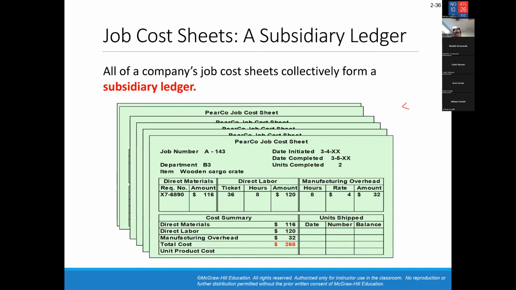All right, so now we're back to our job cost sheet. All of the company's job cost sheets collectively form the subsidiary ledger. If you have a software that handles job costing, you won't have these little sheets, but you will have a way in the software to print the items that are on a job. You can pull each job separately and it'll show you all of your material, all of your labor, whatever manufacturing overhead you estimated. All of that will show up on a report.